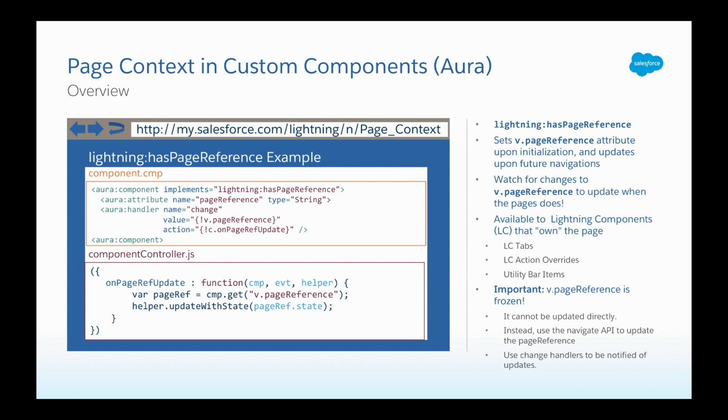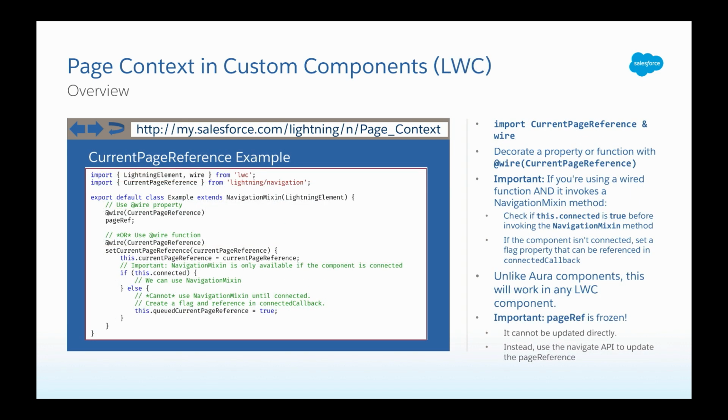This is available within any Lightning component tab, Lightning component action overrides, utility bar items. And one thing I wanted to point out is that the page reference itself is frozen, so you don't want to change the page reference itself. You want to copy those attributes over and then do a navigate to that if you want to update the state.